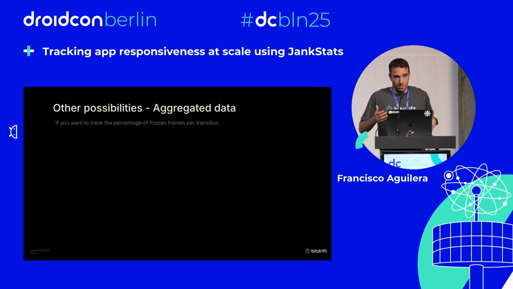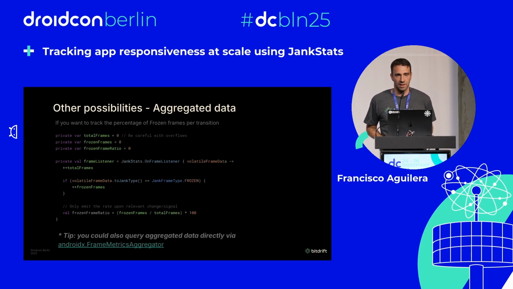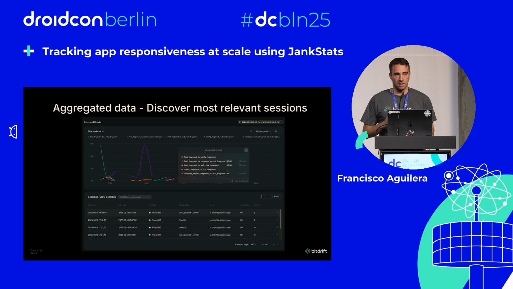Now we can talk about more stuff we can do with JankStats. In theory, we can do aggregated data. We can do things like that. This is not production code by any means. But you can start checking, okay, how many frames I render, how many of those were jank, or even how many of those were frozen or ANR frames, and now you can have a ratio. And now you can do things like this. You can gather insights of the most important sessions that are exhibiting this behavior or certain screens, and now you can go directly to those sessions.